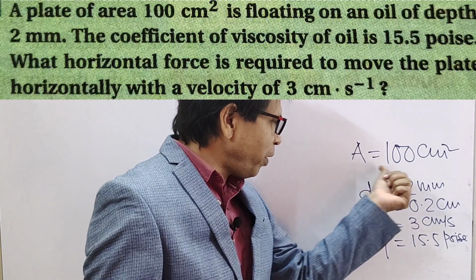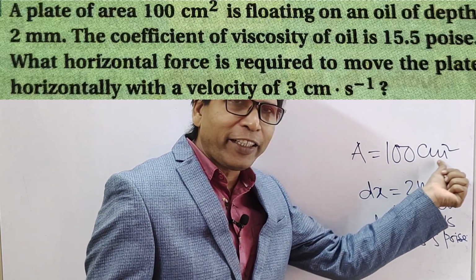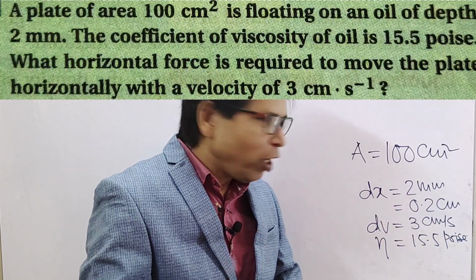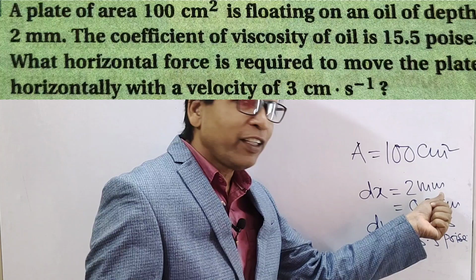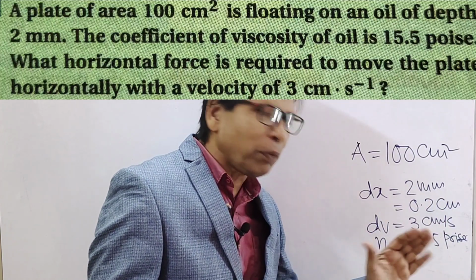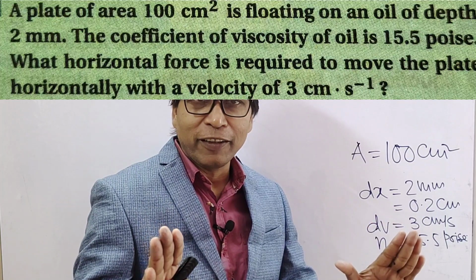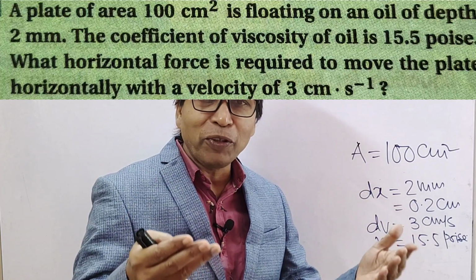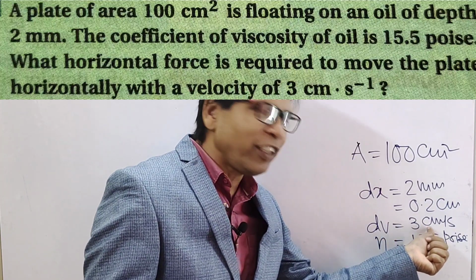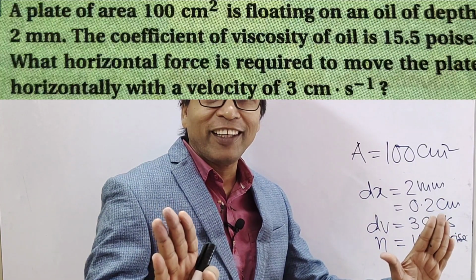A horizontal plate of area 100 centimeter square is placed on an oil of depth 2 millimeter. The coefficient of viscosity of the oil is 15.5 poise. Find the horizontal force required to move this plate with velocity 3 centimeter per second.